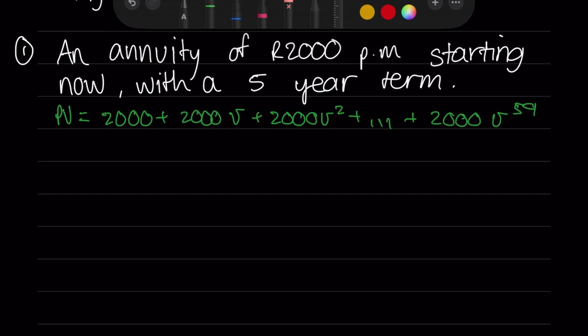So we're not discounting the first payment here. That's just going to be 2,000. But then the next one, we're going to discount once, by 1 month. The second one will be discounted twice, by 2 months. And then the last payment will be discounted by 59 months. So now let's do some mathematical gymnastics to get this into a form where maybe we can see what's happening.